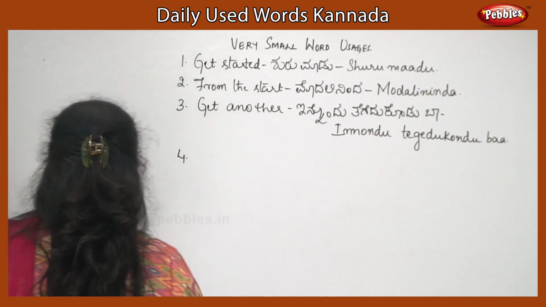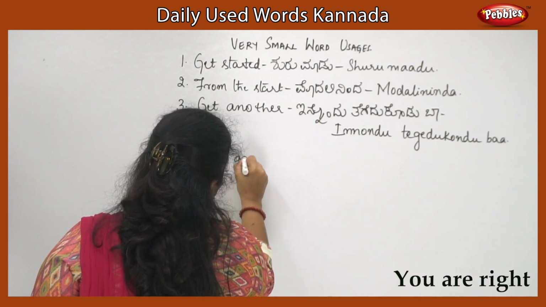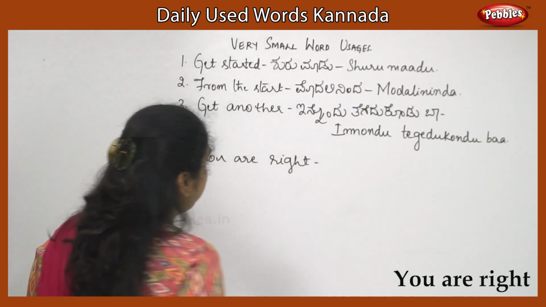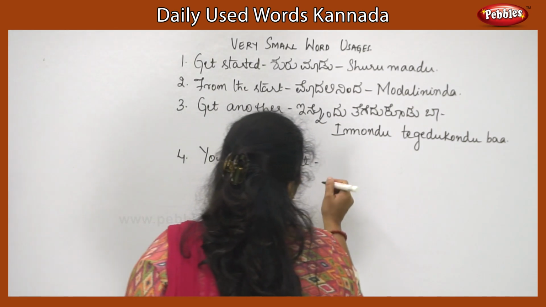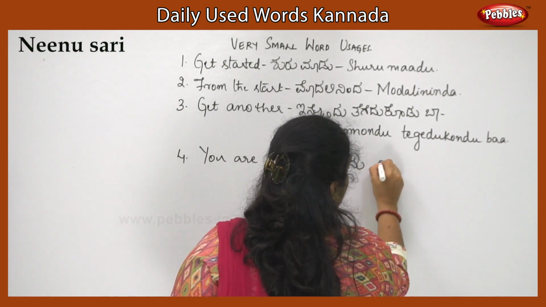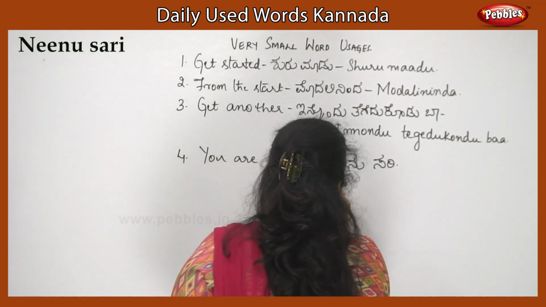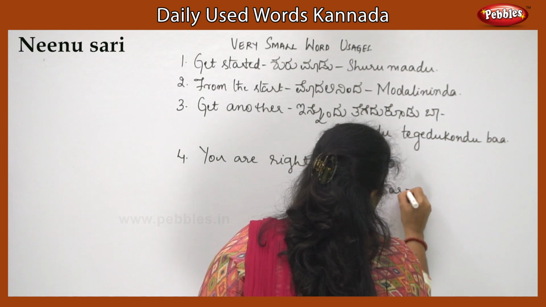What is fourth one? Fourth one is you are right. Yes, baby, you are right. You will say that to your children, right? So you are right. Neenu sari. That is neenu sari.